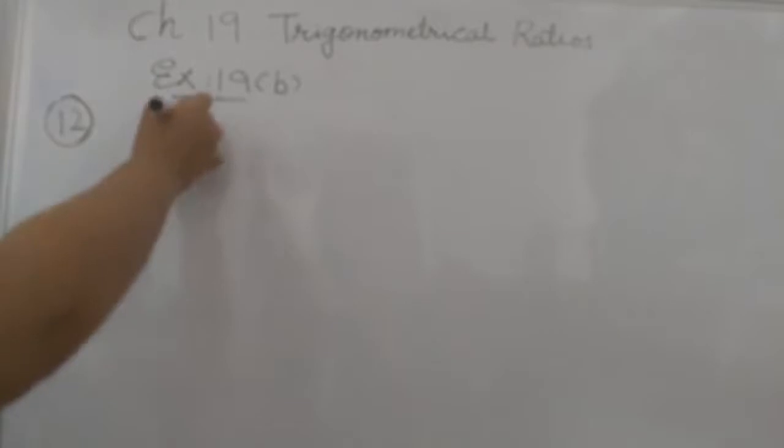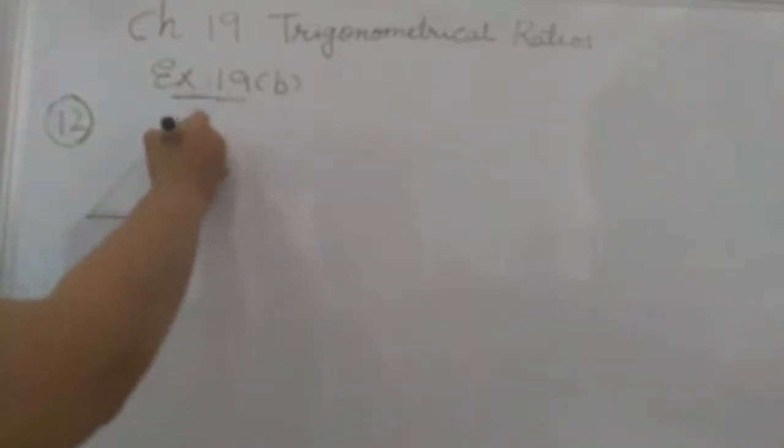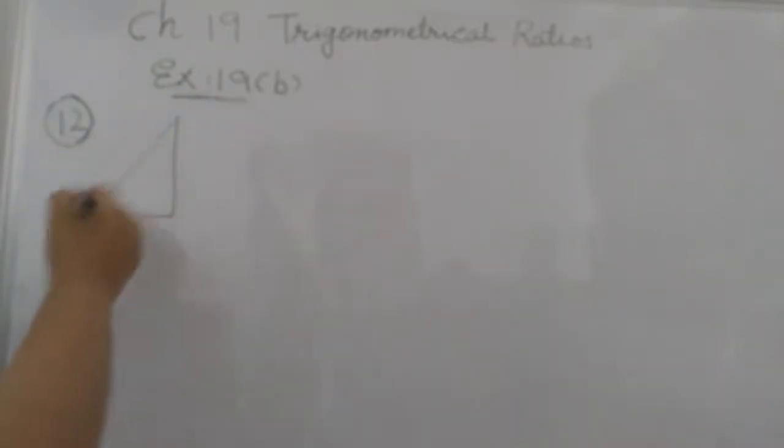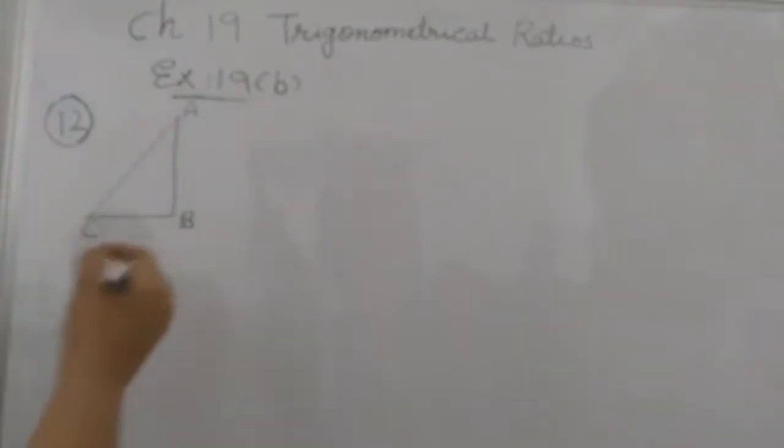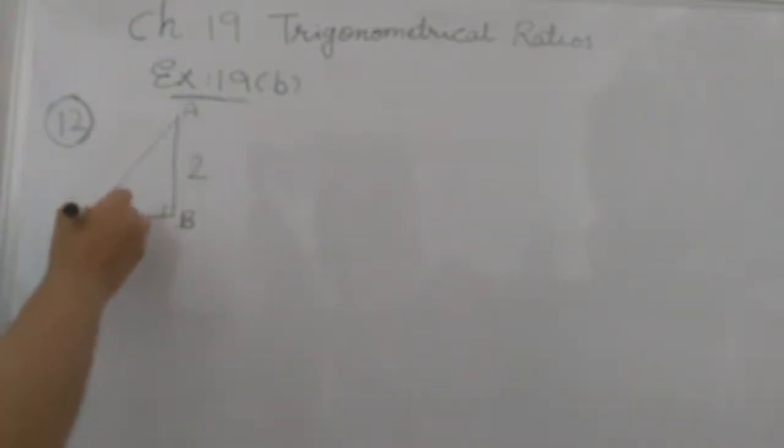Question number 12. ABC is a right angle triangle, right angle at B. Here the figure is given, so I am drawing a right angle triangle, that is ABC, right angle at B. This is the right angle. Then this is 2 given, this is 1 given, and here is angle theta drawn. So this is our figure of question 12.